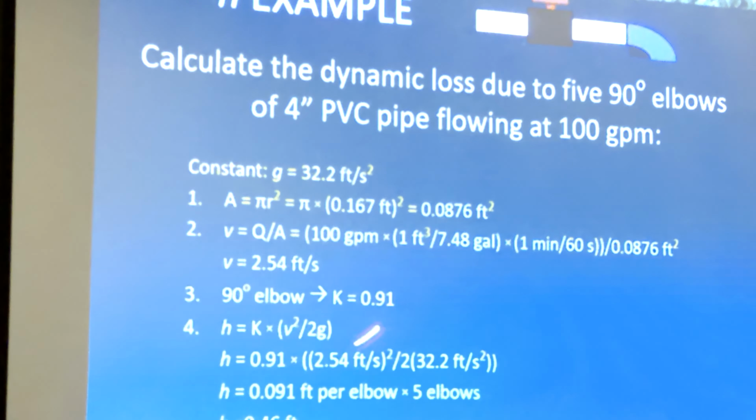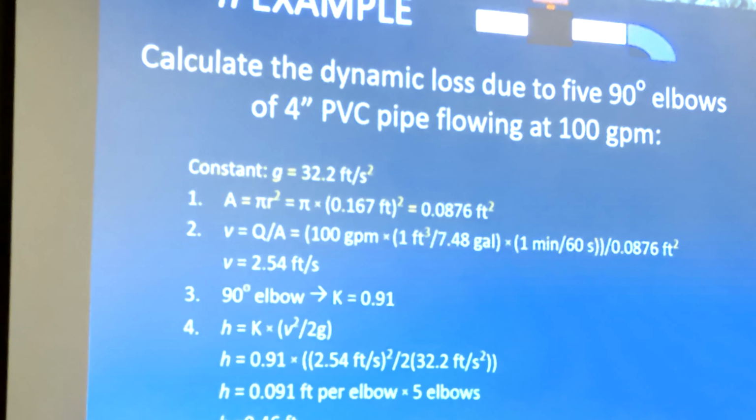But we have 90s, and we look up from Ray Meyer's data. K is 0.91. And then we use the head loss for fittings. Head loss equals K times the dynamic head, V squared over 2g. So K is 0.91, 2.54 squared divided by 2g, and you get the head loss is 0.091 feet per elbow, but there were 5 elbows, don't worry. And so the total head loss for fittings in this case is 0.46.